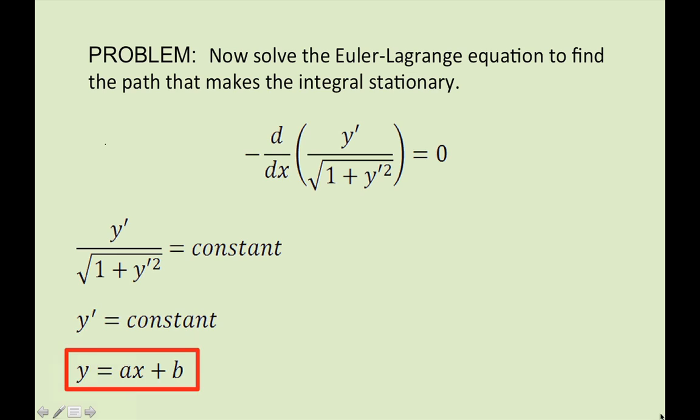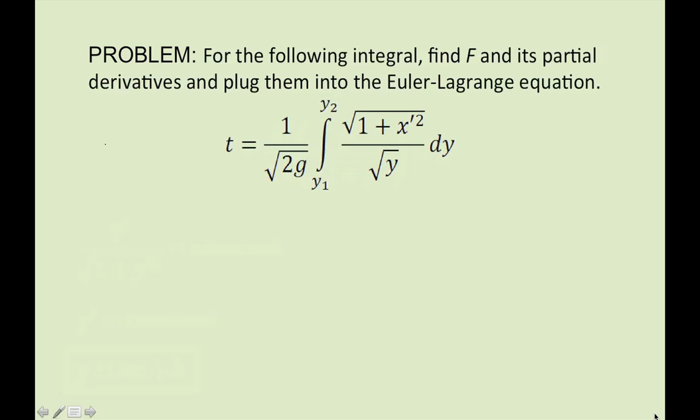Let's go ahead and solve another problem. This time, let's solve the brachistochrone problem. For the following integral, find big F and its partial derivatives and plug them into the Euler-Lagrange equation.